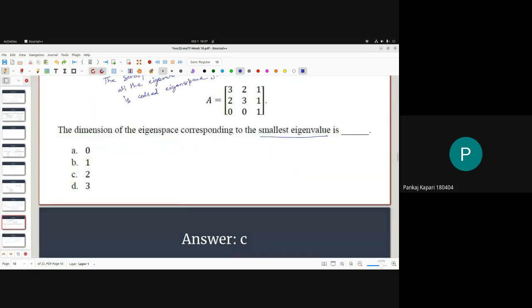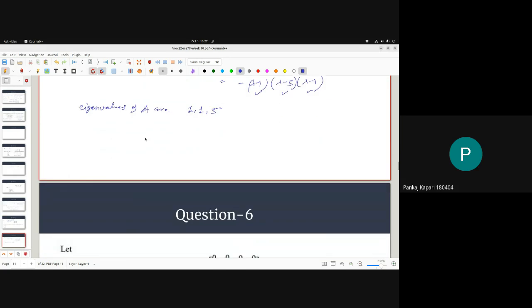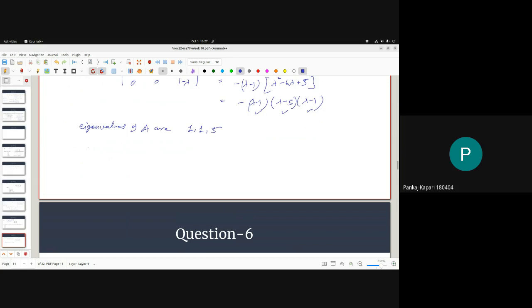So we have to find the eigenspace corresponding to this smallest eigenvalue, and then we have to find its dimension. Dimension means how many linearly independent vectors are there in that eigenspace which generate the eigenspace. So for finding those eigenvectors, what do we have to do? You can see that we have this equation: V is an eigenvector whenever AV is the same as lambda V, where V is non-zero.